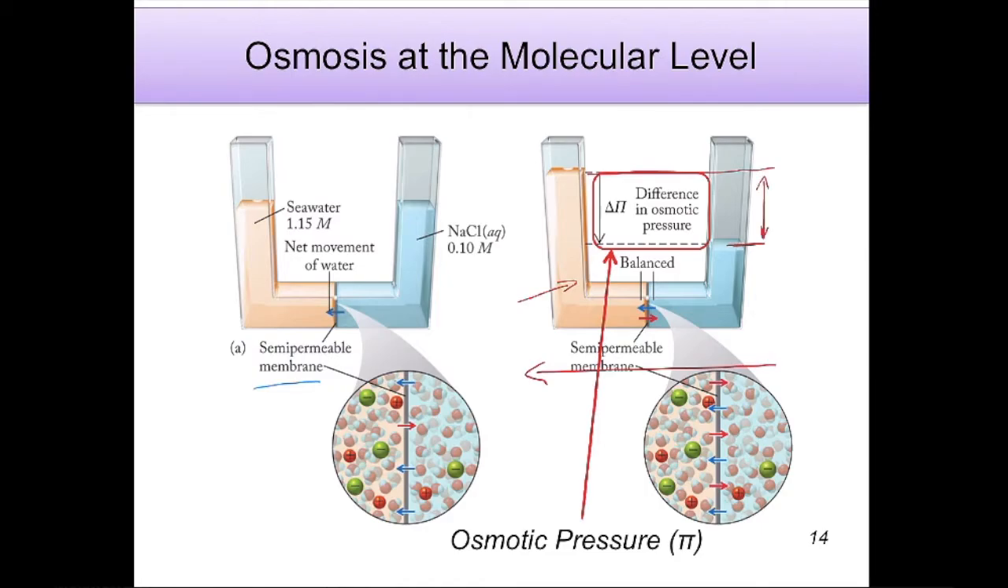So how much pressure is going to be required to stop that flow from happening is going to be determined by that distance. If there's more pressure, then more of that water is going to be flowing from right to left, which will create more of a difference in the levels of water.